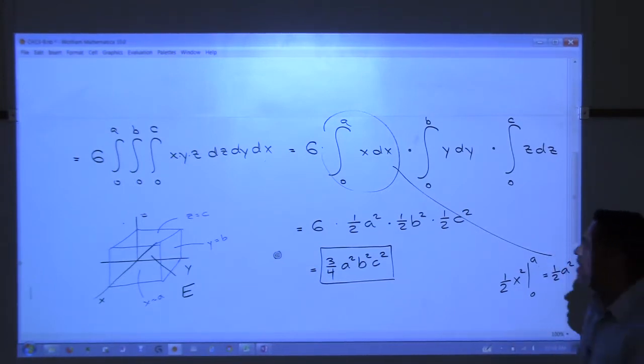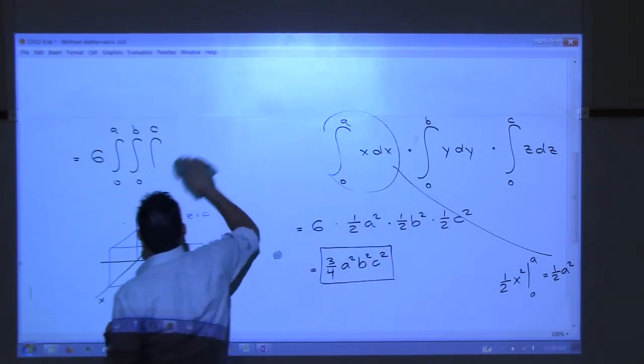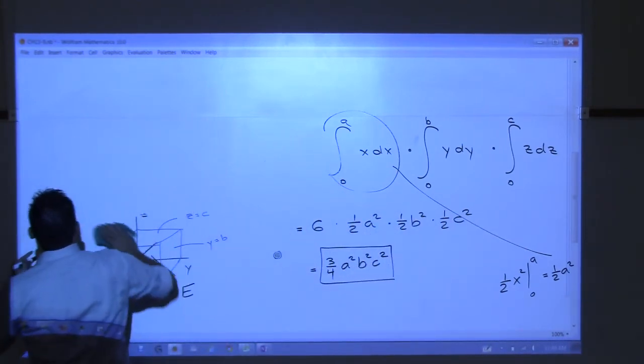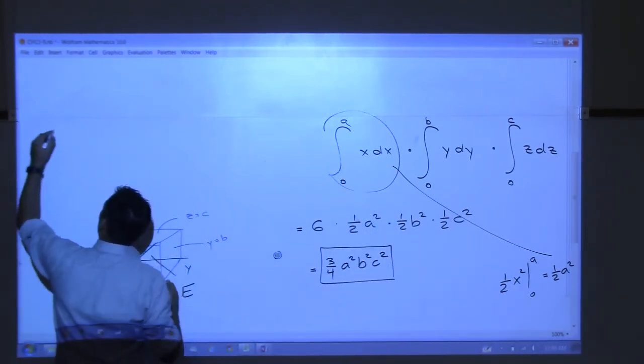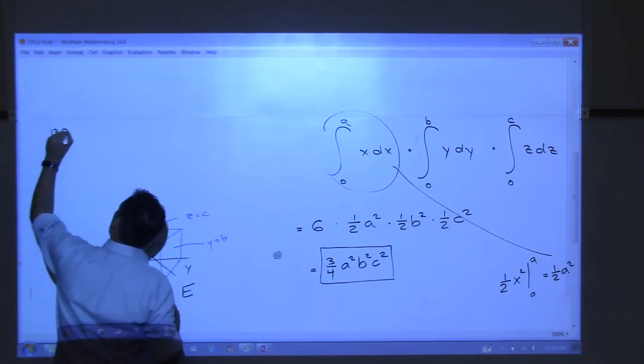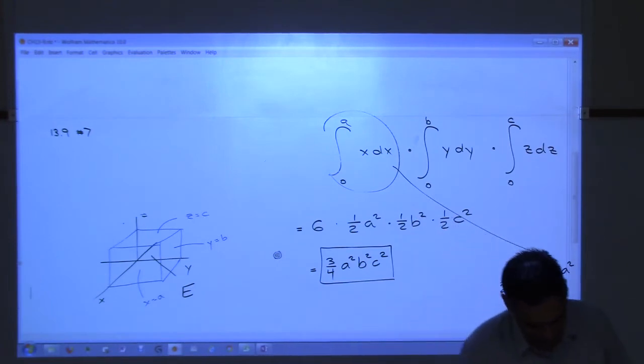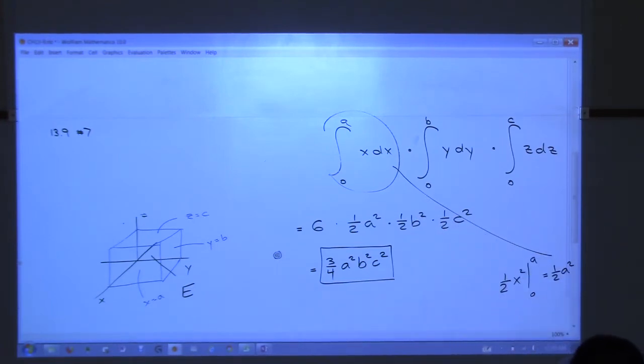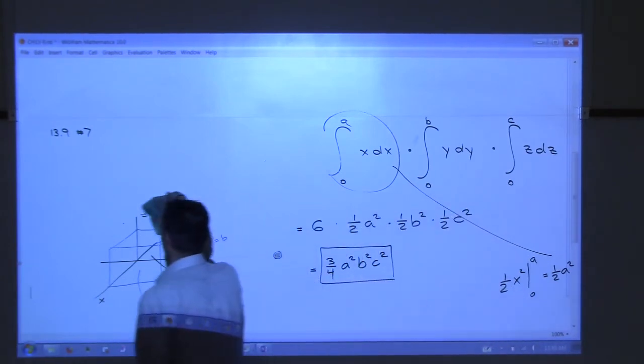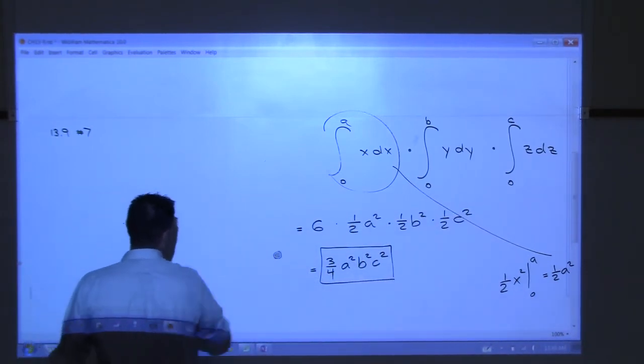All right, this is number 7 out of the homework. 13.9, number 7. I believe I'm down to my last 2 examples. This one, and then we have one last kind of interesting problem.